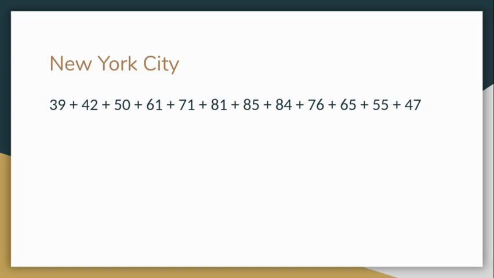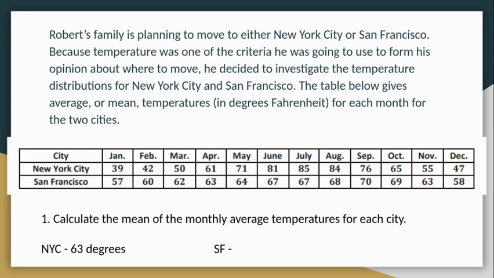To find the mean monthly temperature, we're going to add all the values for each month and divide the total by the number of months. Here are all of our temperatures for each month. They total up to 756. We divide this total by the number of months we pulled data from. In this problem, we took the average temperatures of 12 months, so we'll divide by 12. This gives us a mean of 63. The average monthly temperature in New York is 63 degrees.